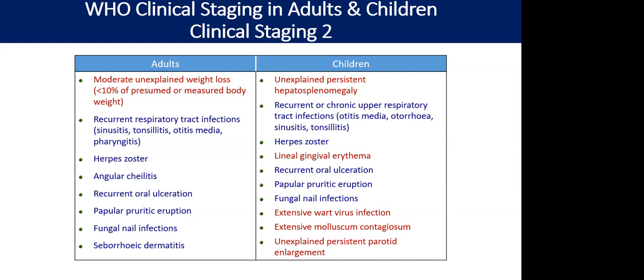In addition, you need to look into unexplained persistent hepatosplenomegaly, linear gingival erythema, extensive wart infection, extensive molluscum contagiosum, and unexplained persistent parotid enlargement, which is unique for children with HIV. So we need to remember that. And linear gingival erythema is also a clinical marker of immunosuppression in children.